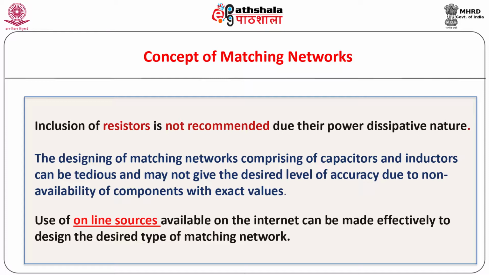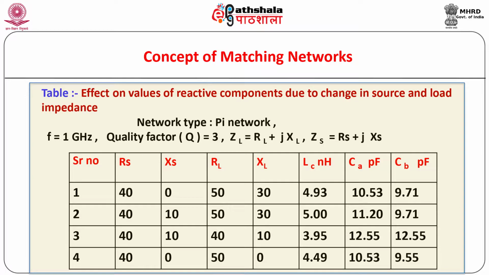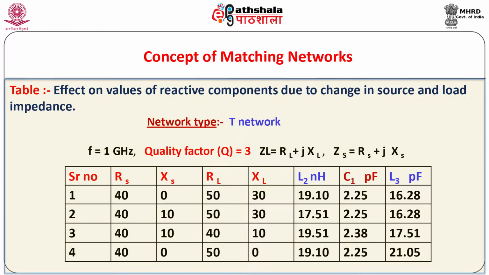Use of the many online sources available on the internet can be made effectively to design the desired type of matching network. We can study the effect of variation of circuit parameters such as signal frequency, source impedance, load impedance, etc. on the values of the reactive components used in the matching network. As an example, with the pi network discussed above, have a look at the effect on values of reactive components due to change in source and load impedance. Which values undergo change under variation in source or load impedance? Can you tell? Also, as an additional example, consider a T network. Have a look at the effect on values of reactive components due to the change in source and load impedance.